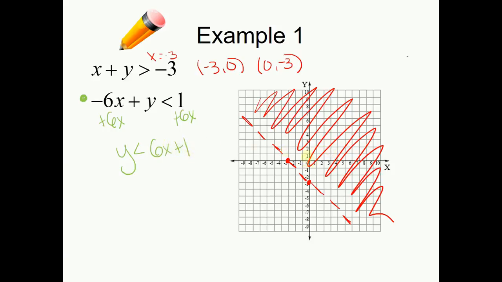Let's graph that. So I got plus 1 for my y-intercept. I'm going to go up 6 over 1. Same thing, down 6 over 1. And it looks like this is also a dashed line. So let's see how well I can do a dashed line today.